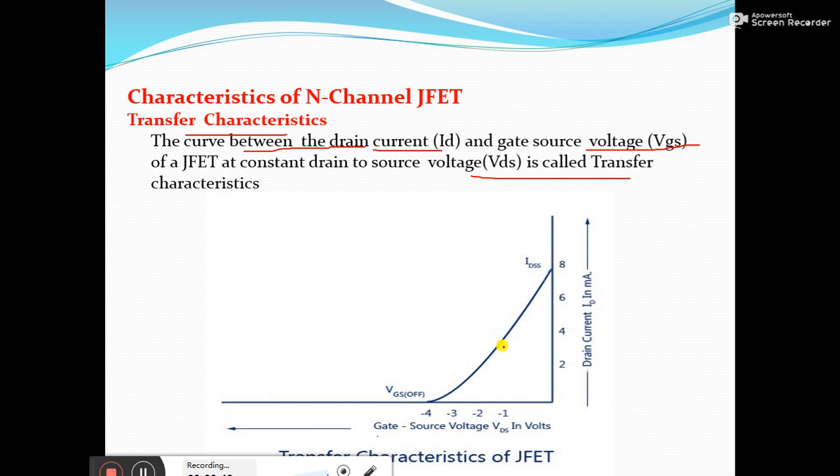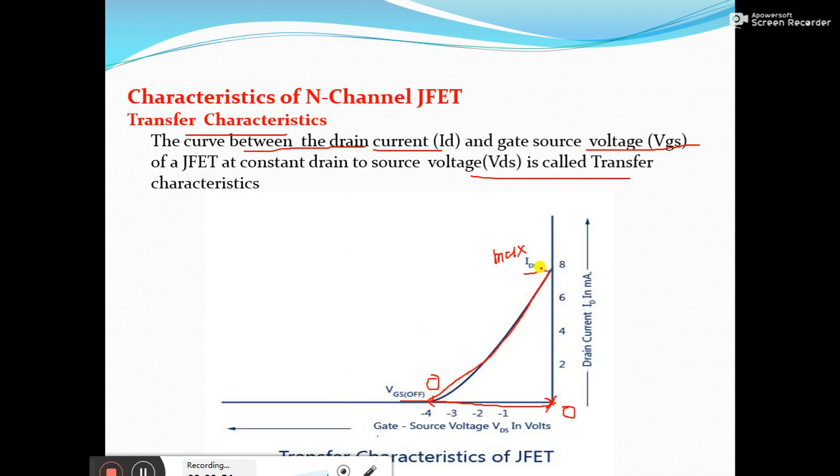As we have seen in the working of the n-channel JFET, whenever VGS is equal to 0, ID achieves the maximum value, which is nothing but IDSS. And whenever the VGS value is increased in the negative direction and becomes equal to VGS off, the drain current will be almost equal to 0. So here the drain current is minimal, and here the drain current is maximum, the saturation current. From here to here, if you plot the curve, you will get a curve like this.